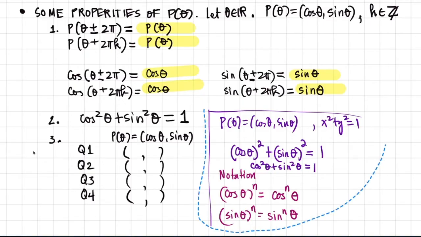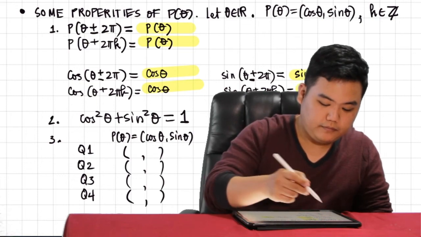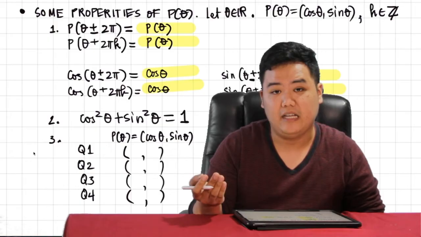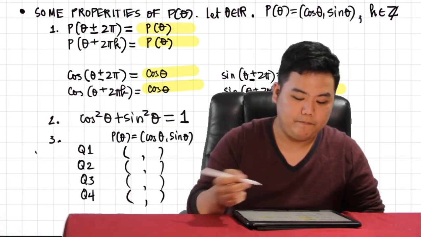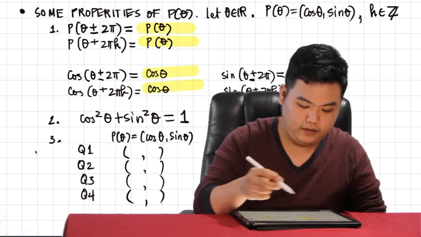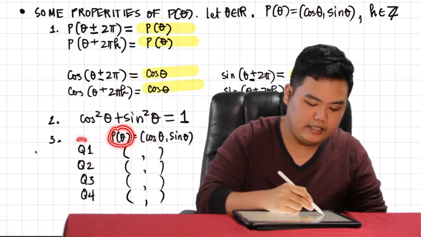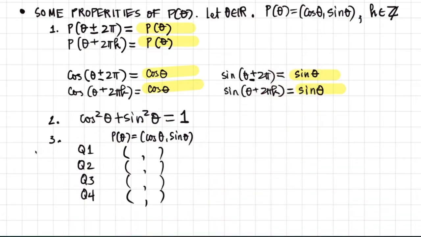And last important property, titingnan natin kung positive or negative yung cosine theta at sine theta, depending kung saang quadrant nagfo-fall yung P of theta. So, in our first row here, let's say P of theta is in quadrant 1. So, sabi natin sa quadrant 1, the x coordinates and the y coordinates are positive. So, meaning, cosine of theta is positive and sine of theta is also positive.